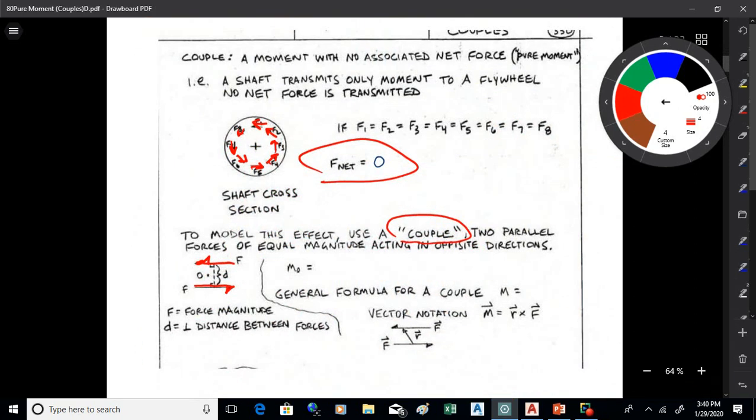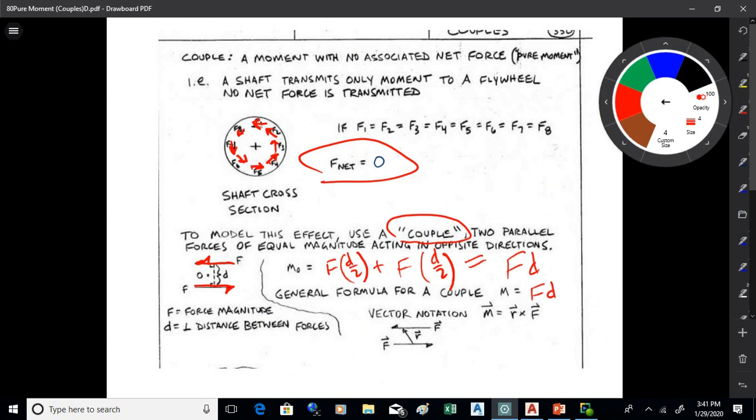And what you get when you do that would be the force times d over 2, because that's the distance to point O from the top force. And then you have the bottom force, and it also has a moment arm of d over 2. And both of those would twist clockwise about O. So what you end up with is the force times the distance. So the general formula for a couple is moment is force times distance. The distance is the perpendicular distance between the 2 forces. Now, if you're doing a cross product, you could just say M is R crossed with F. You could do it that way too, if you want to do it in a more vector form. Okay.